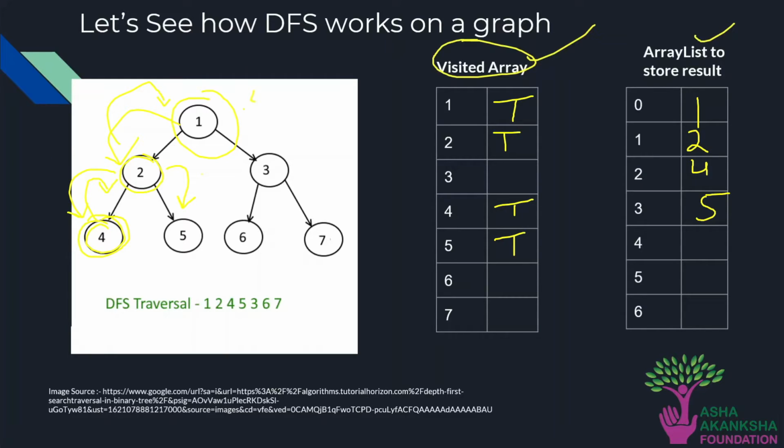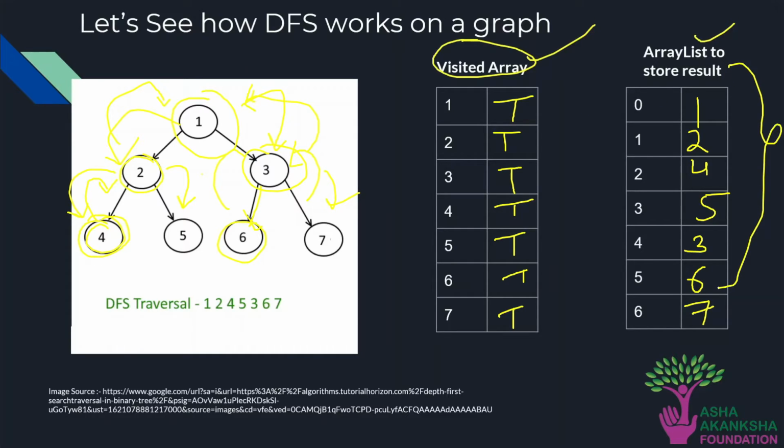Now 1 will explore its other branch in the same way as it explored its previous branch. First 3, marking it as true, adding it to the result array, then 6, marking it as true, adding it to the result, then backtracking, then finally 7, marking it as true and adding 7, then finally it will be back to 3, and then finally back to 1. So finally the result will be 1 2 4 5 3 6 7. So as you all have understood how the DFS works, let's look at its pseudocode.